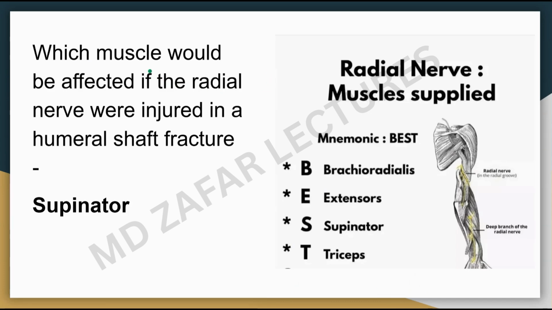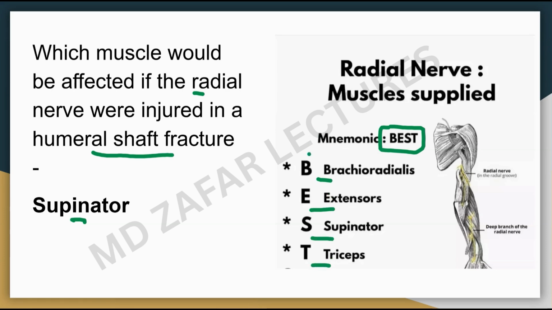So next up we have that which muscle would be affected if the radial nerve were to be injured in the humeral shaft fracture. So this is one of the extensions of the previous concept, that either they can test you for the nerve or they can test you for the clinical picture of the area that is involving this nerve damage, that is the radial nerve. So the muscle that will be affected will be out of those muscles which are being supplied by the radial nerve. So that would be the supinator. So what are other muscles? So for radial nerve, the mnemonic is BEST, that is brachioradialis, all the extensors of the forearm, supinator and triceps.